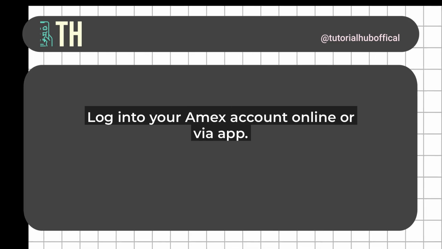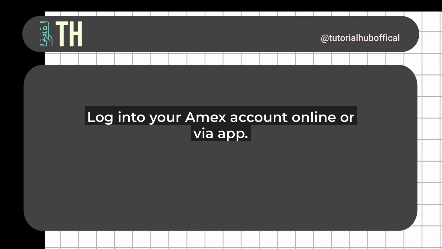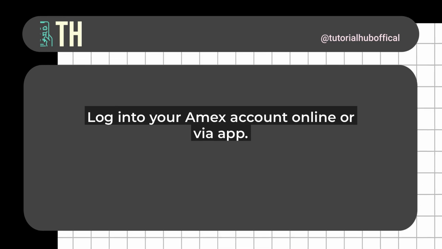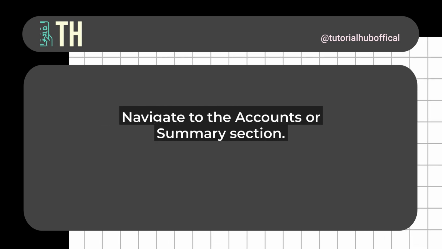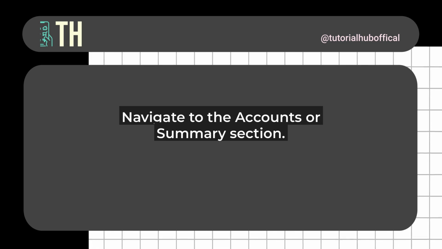First off, what's an APR? It's the annual interest rate charged on your credit card balance if you don't pay it off in full each month. For 2025, Amex might have updated rates based on economic changes, so staying informed is more important than ever.